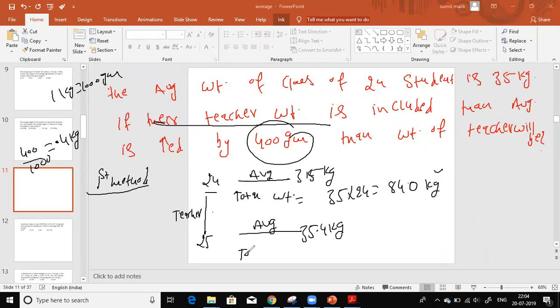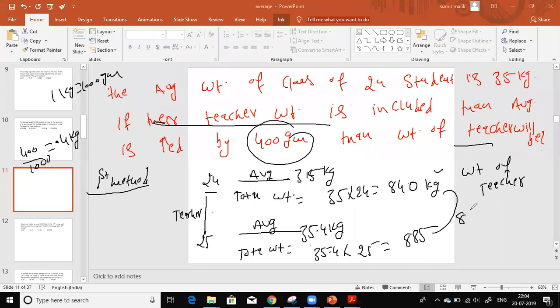So now the total weight is equal to average multiplied by number. So the number is 25. So it will be equal to 885. So the weight of the teacher is equal to 885 minus 840. That will be equal to 45 kg.